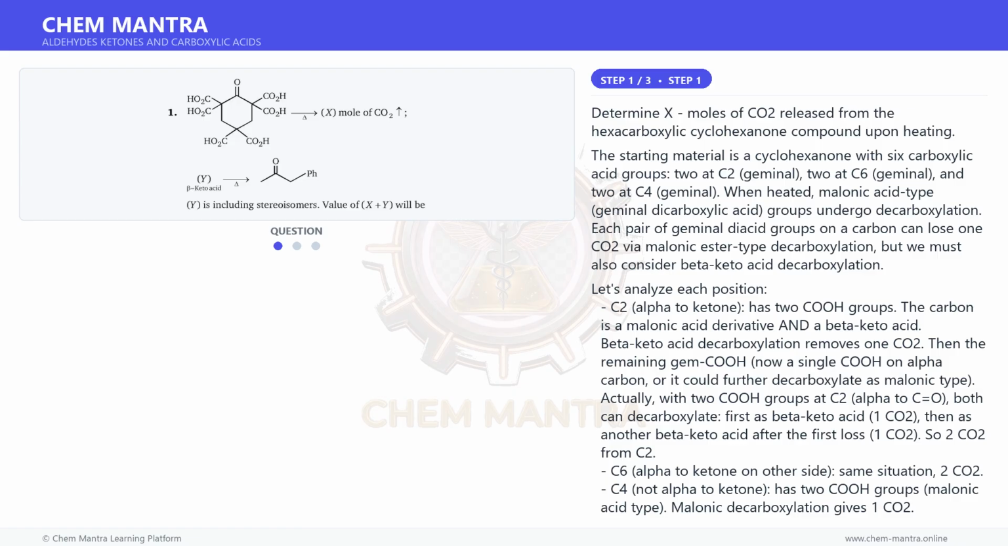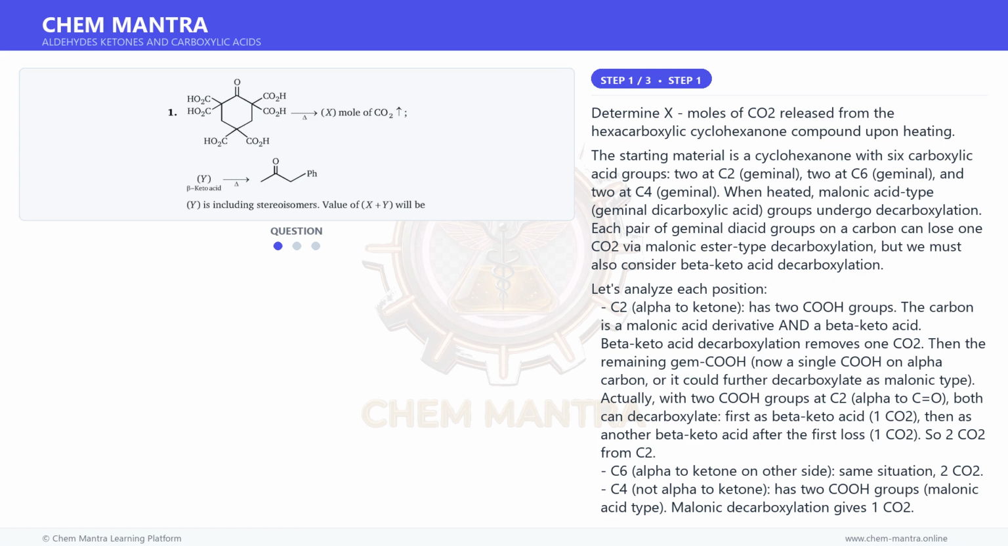Let's analyze each position. C2, alpha to the ketone, has 2 CO2H groups. The carbon is a malonic acid derivative and a beta-keto acid. Beta-keto acid decarboxylation removes one CO2. Then the remaining CO2H, now a single one on the alpha carbon, could further decarboxylate. Actually, with 2 CO2H groups at C2, alpha to C=O, both can decarboxylate, first as a beta-keto acid, 1 CO2, then as another beta-keto acid after the first loss, 1 CO2. So 2 CO2 from C2.